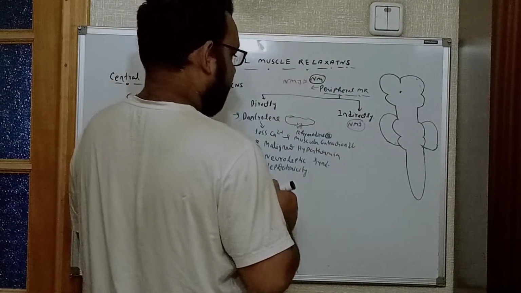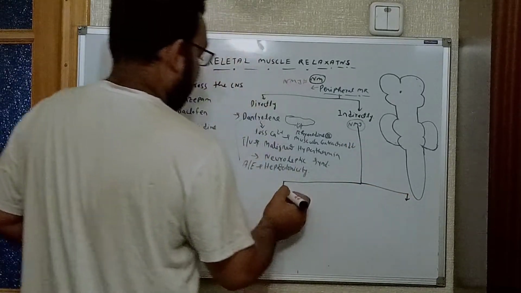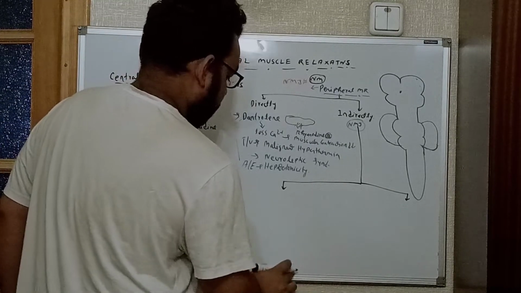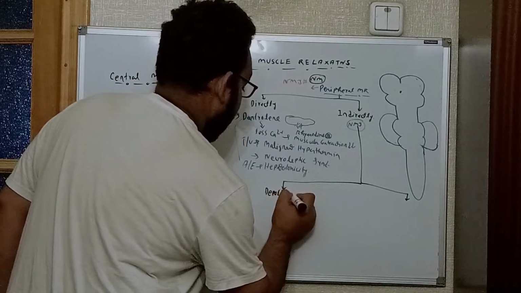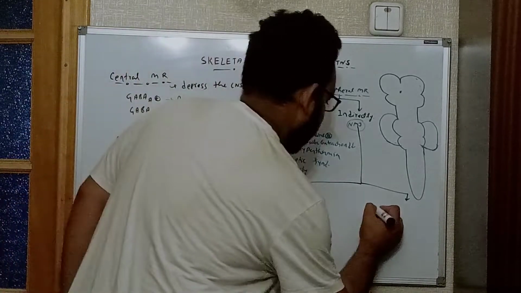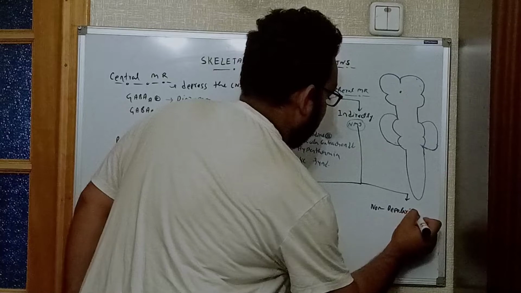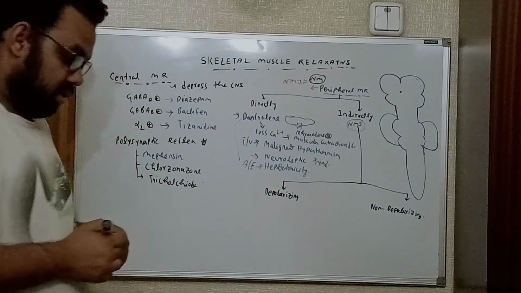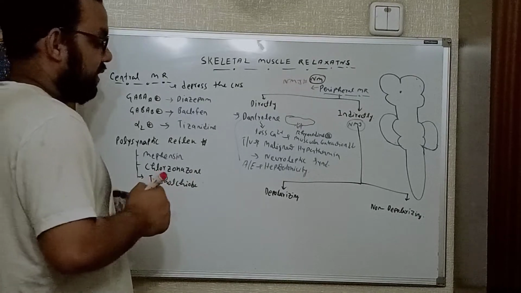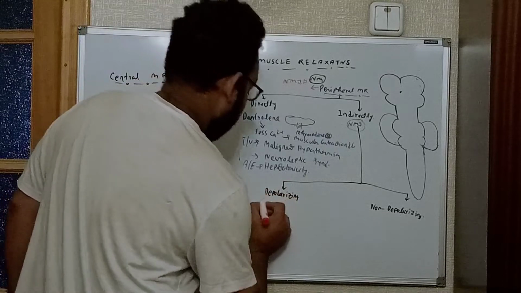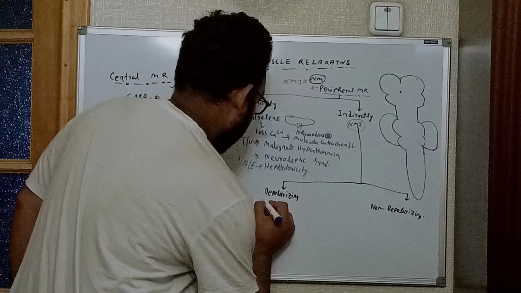Now within the indirect group of drugs, we can classify further: depolarizing and non-depolarizing. Now we need to know the drugs in the depolarizing group. We'll get succinylcholine.